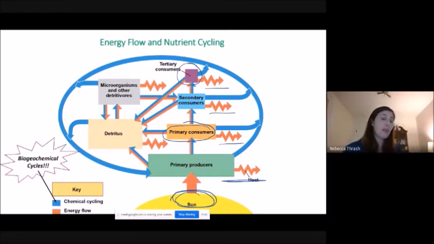Now, there's another thing that's happening within this diagram, and that's also chemical cycling. If you remember from last week, we're basically talking about matter, biogeochemical cycles. And notice that is not a one-way street. The energy comes from the sun and it leaves as waste heat through every single interaction. But matter is constantly cycling. So the matter in primary producers is always going to be transferred to something else, and it just continues to cycle through.